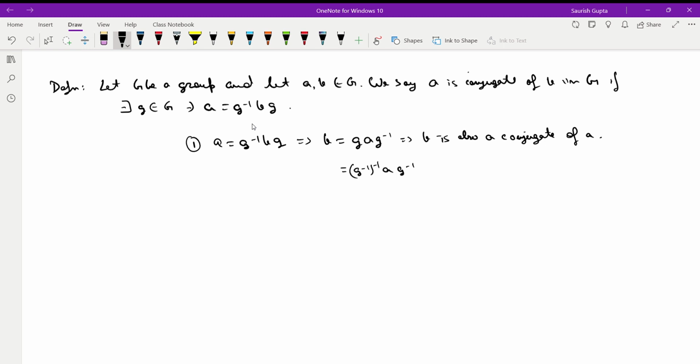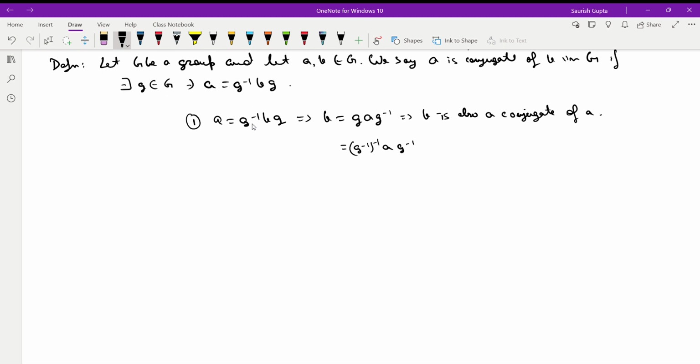So in a way, saying A is a conjugate of B or B is a conjugate of A can be restricted to just saying that A and B are conjugates, right? Because if A is a conjugate of B, then B also comes out to be a conjugate of A. So we can simply say that A and B are conjugates. This is a very obvious observation. The second observation is that if I choose an element A, then I can write A as e inverse A e, or 1 inverse A 1. So I can express A as a conjugate of itself. So every element is a conjugate of itself, right?